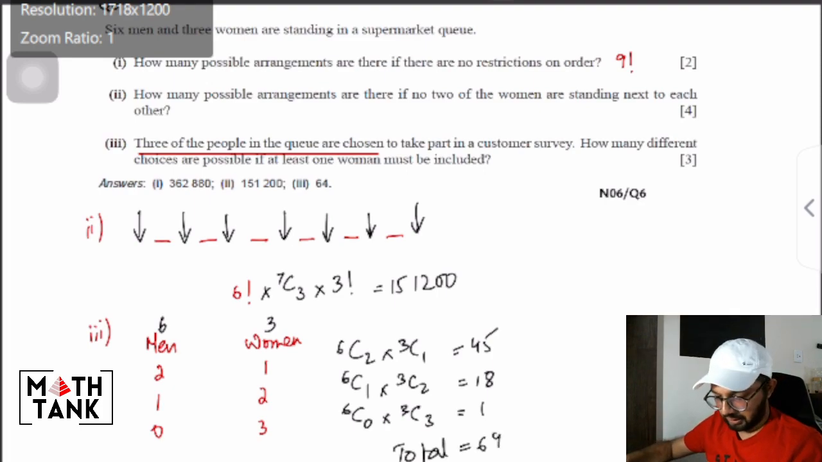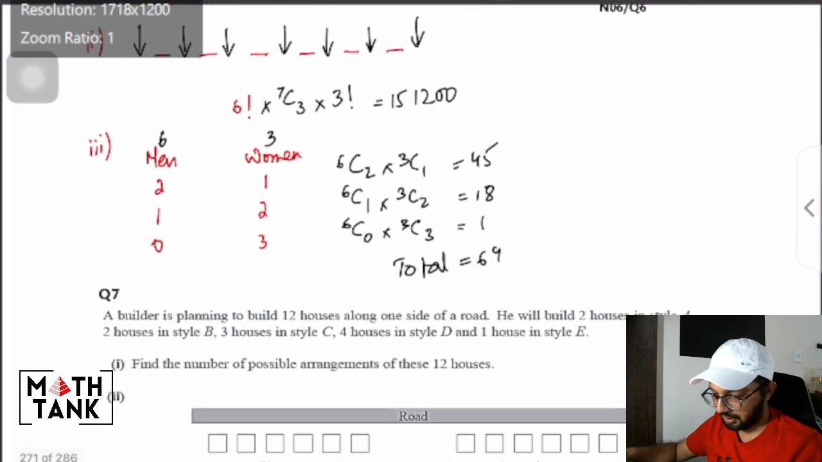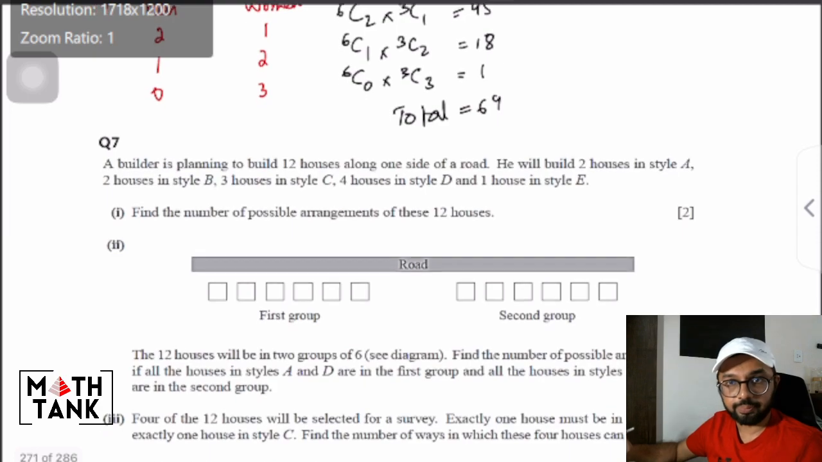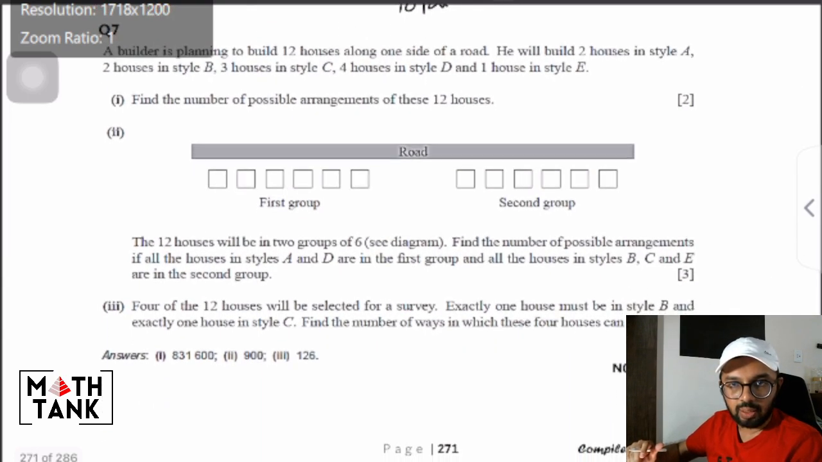Okay, we are down to 6 questions. Let's quickly go on. Let's look at the 7th one. A slightly different question. It says a builder is planning to build 12 houses along one side of a road. He will build 2 houses in style A, 2 houses in style B, 3 houses in style C, 4 houses in style D, and 1 house in style E. Find the number of possible arrangements of these 12 houses.